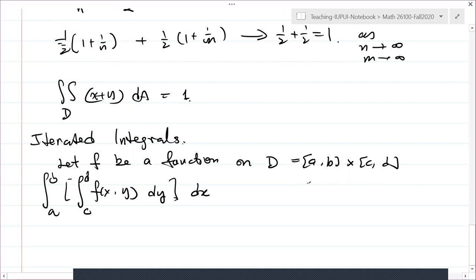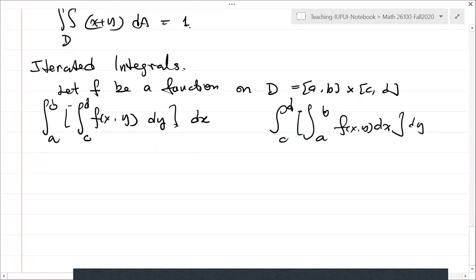But you can also do the following. You can integrate the function with respect to x first, just like a partial derivative. Fix y, then integrate f with respect to x. You get a function of y because the x variable is gone after you integrate, but the y variable is still there. Then you integrate with respect to y. So you get two double integrals.